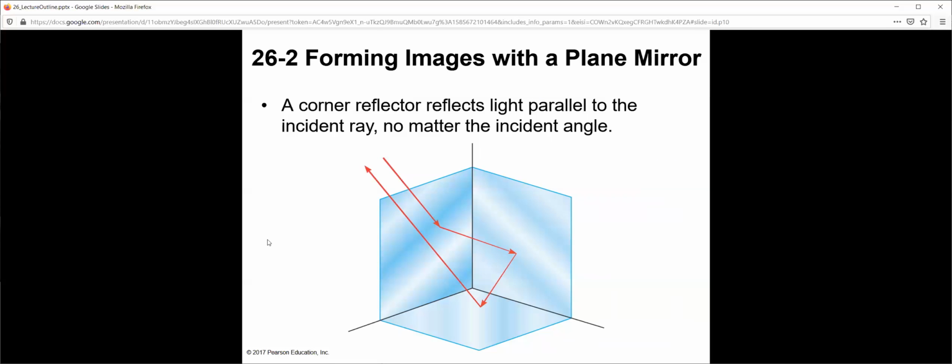Cool. So that's how plane mirrors work. How do corner mirrors work? Well, as shown here in this example, a corner reflector reflects light parallel to the incident way, no matter the angle. Because all of these three dimensions of mirror all follow Snell's law the same, giving you a total response to that mirror that is parallel. So when you look in a mirror, mirror looks back at you.